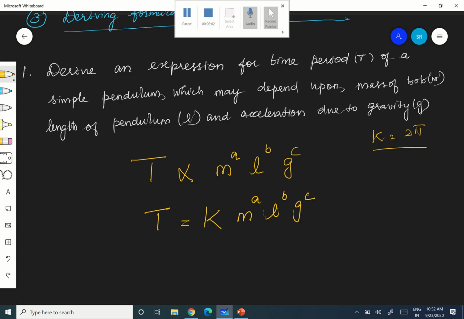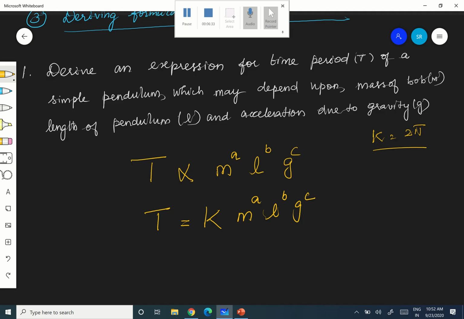Okay. Therefore, now what we have to do is, T is equal to k M power a, L power b, g power c. Okay. Therefore, now what you have to do here is apply dimensions on both sides. If you are applying dimensions on both sides, what will happen? Because you know very well it is a formula, therefore both sides' dimensions should be the same.